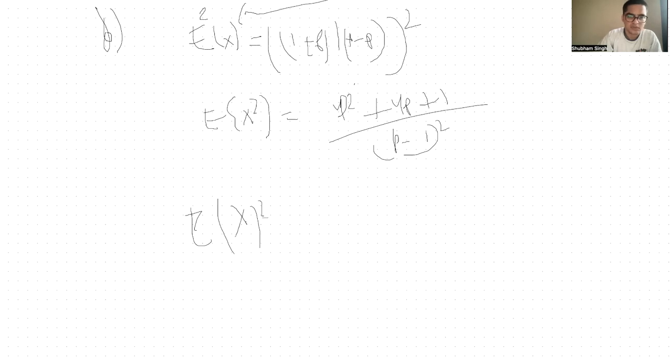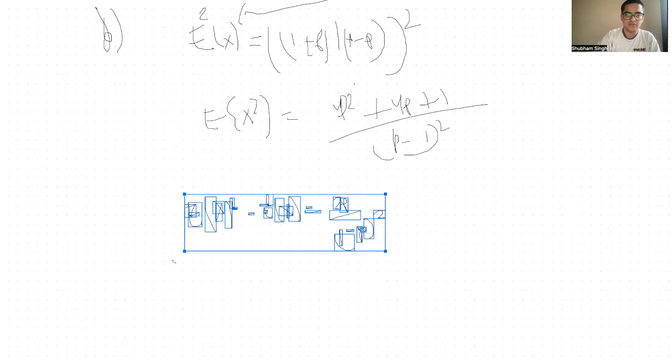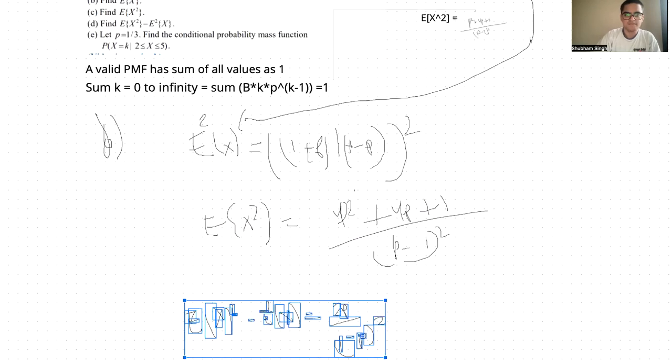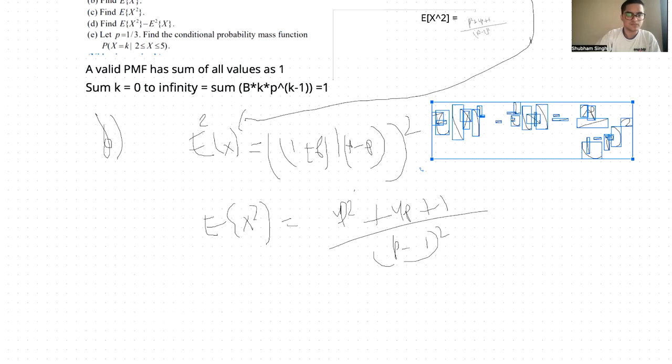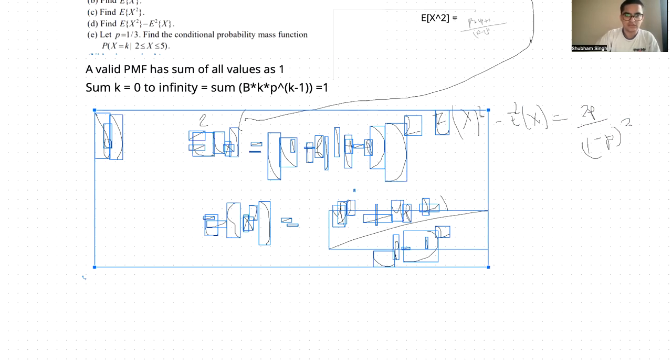e raised to x square minus e raised to x whole square is equal to 2p by, let me see what I got. Yeah, it would be equal to this. I think this was relatively simple if you managed to solve the first two. So let's move on to the next question.